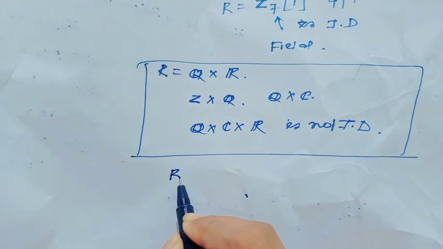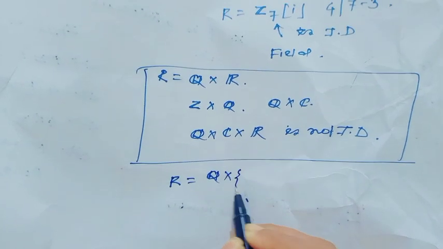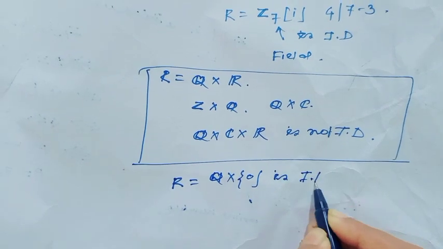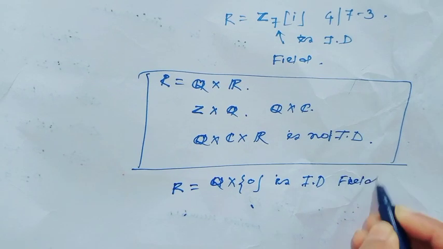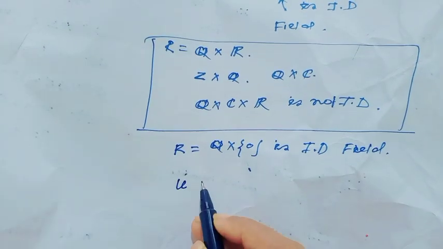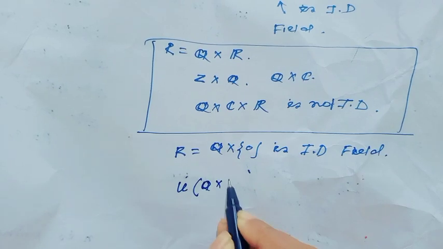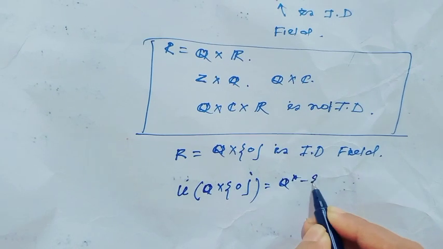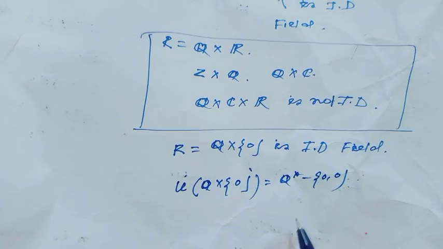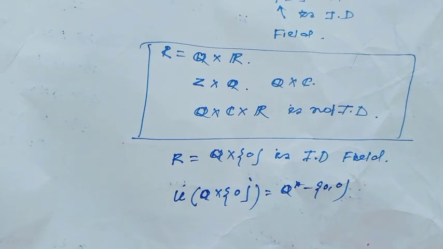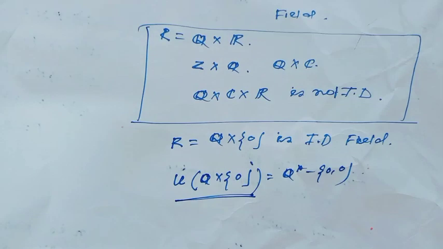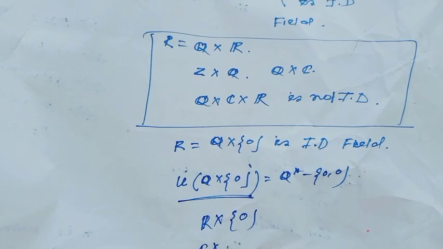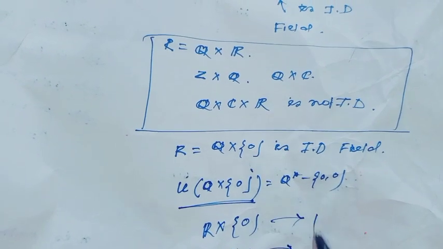But if we consider R equal to Q cross 0, then this is obviously an integral domain. Also this is a field, because a few minutes ago I showed that the units of Q cross 0 are Q star, the non-zero elements. That means every non-zero element of this set has a multiplicative inverse. Similarly, R cross 0 and C cross 0 are examples of fields.